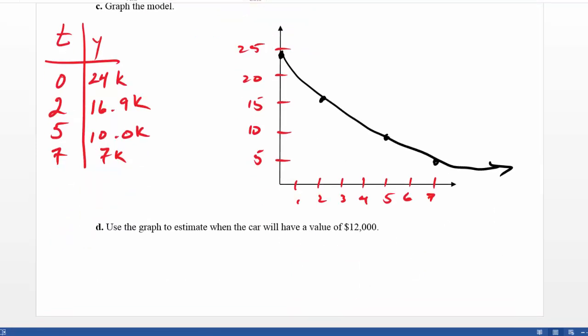Now, part D is asking us to estimate when the value of the car will be $12,000. So you can see somewhere in here, $12,000 kind of works its way somewhere between year 3 and year 4. So we could simply say about year 3 would be an appropriate response. Now, when we move into logarithms, that will give us a more exact way to come up with that value, so we don't have to approximate it off of a sketched graph.